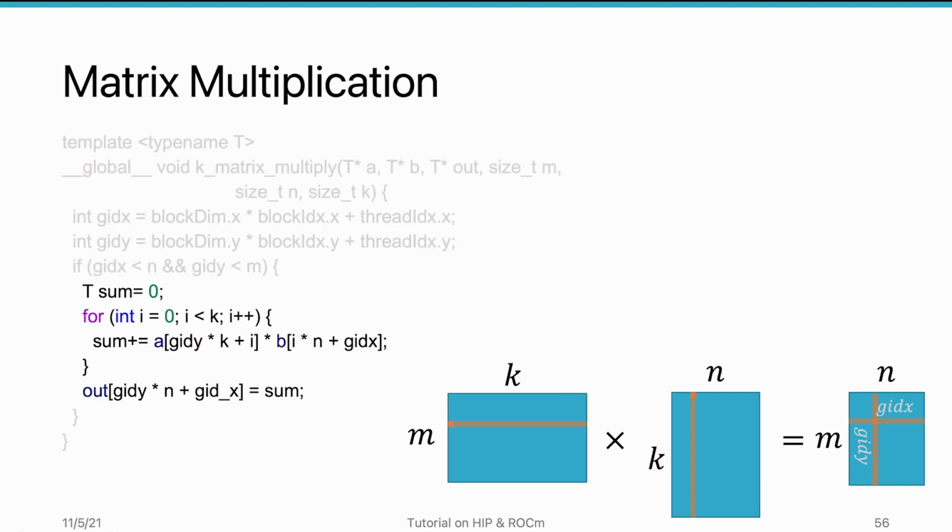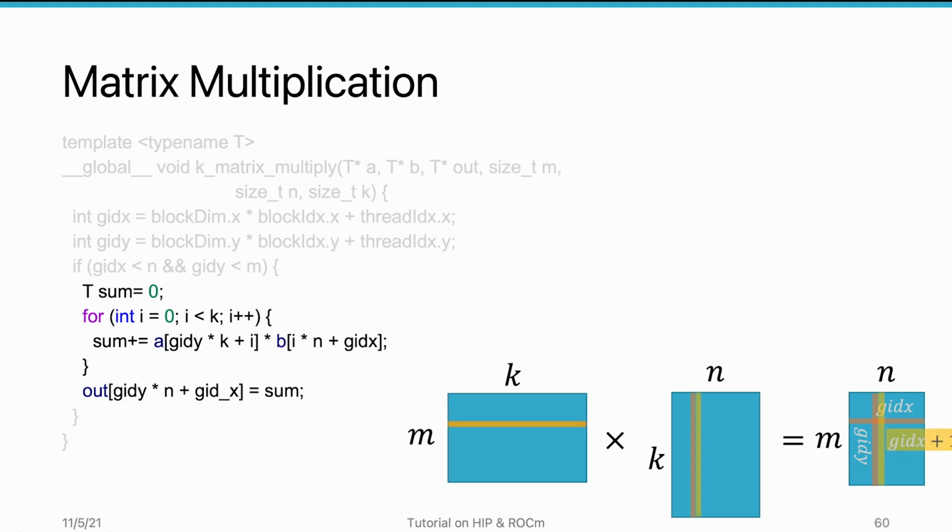Our innermost for loop will iterate k times, take k numbers from A and k numbers from B, perform an element-wise multiplication and sum them together. Eventually, we store the sum to the output matrix. So our question is, if we see some performance issue, the first thing we may guess is that some memory access is not coalesced. So which memory access is not coalesced?